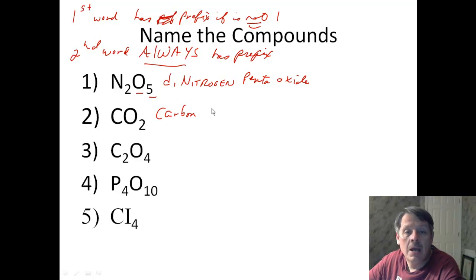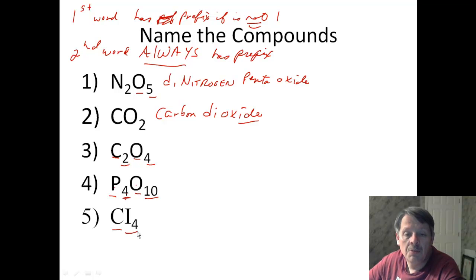And the second one has a prefix. In this case, because there are 2 oxygens, it's going to be di. And it's going to be dioxide, not dioxygen. All right? So let's use that thought and continue. Here we have 2 carbons, so it's dicarbon tetraoxide. So dicarbon tetraoxide. 4 is tetraphosphorus. 10 is decaoxide. So tetraphosphorus decaoxide.